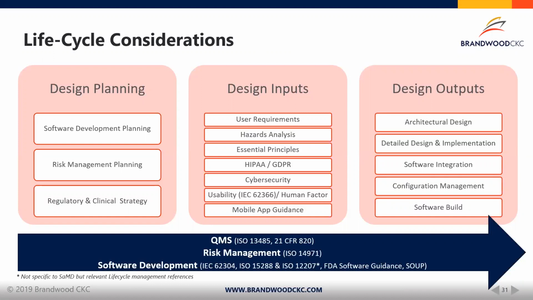The key processes here are design planning, defining design input, and implementing the design to generate the design outputs. These are defined in IEC 62304 in detail and are developed based on standard software development processes. I just want to highlight specific considerations for software during the design inputs gathering phase, where specific requirements should be considered when defining the software requirements, such as user requirements, hazard analysis, the Australian and European essential principles or requirements, privacy requirements, such as the US HIPAA and EU GDPR, cybersecurity requirements, usability and human factors requirements, and some specific guidances that should be considered, such as, for example, the FDA's mobile app guidance.